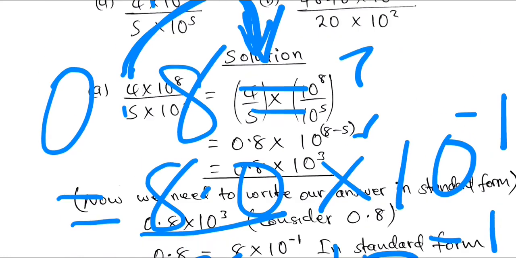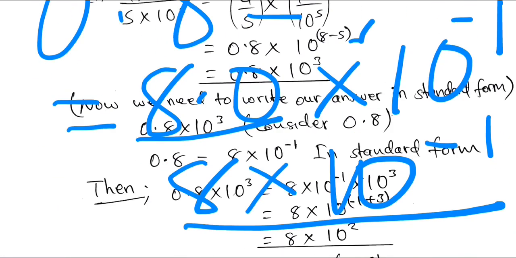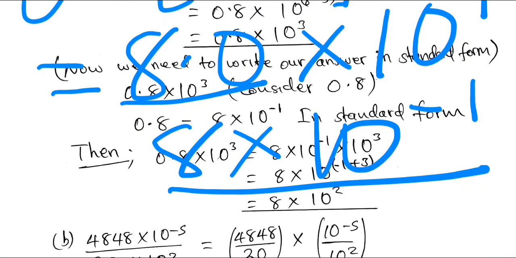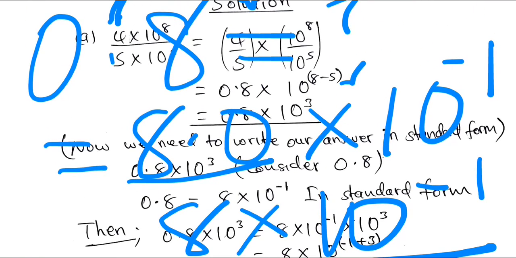So now you have to refer to the question. Instead of writing 0.8, you're supposed to write its standard form, and also you have to multiply it by this 10 exponent 3. You will find the answer. Okay, you can try it.